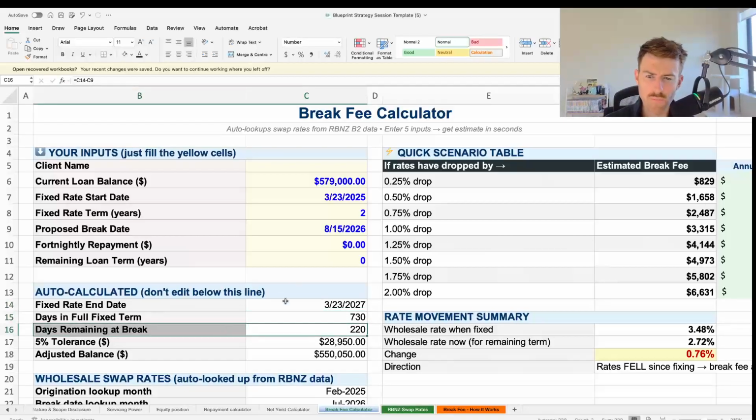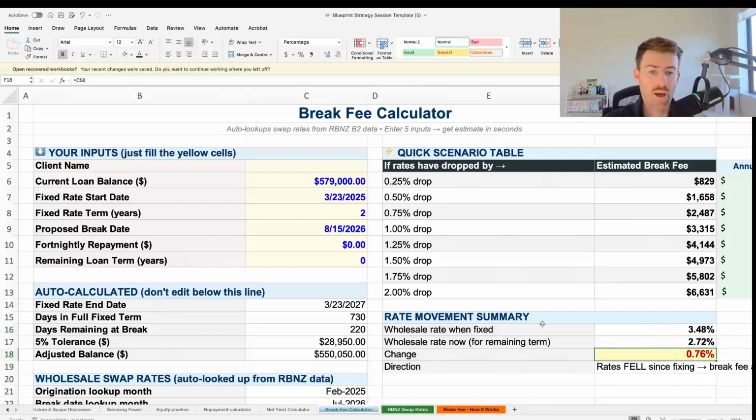So that would mean there's 220 days remaining between now and when their refix is coming up for renewal, but there's a difference in the wholesale rates between the remaining term and when they originally fixed. And that's a really big thing, right? Because when they fixed this term, that is when the bank basically secured that contract, and this will determine what interest they're going to be missing out on, right?